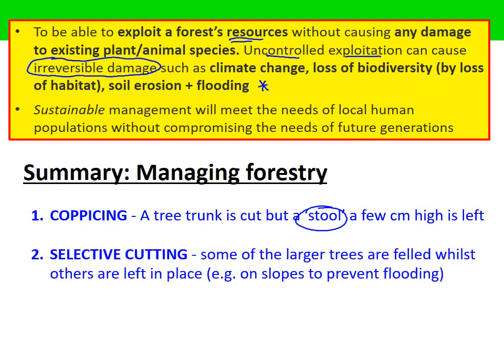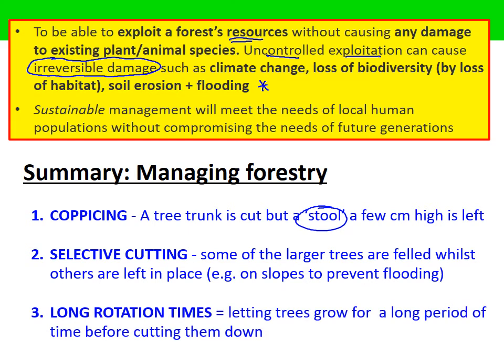Now, the second technique to help manage a forest is called selective cutting. So some of the larger trees might be felled, that means cut down, whilst other trees are left in place. So for example, the trees on a sloped area of the forest might be maintained and not cut down, and that might prevent flooding in the low-level areas or the low-lying areas at the bottom of the slope.